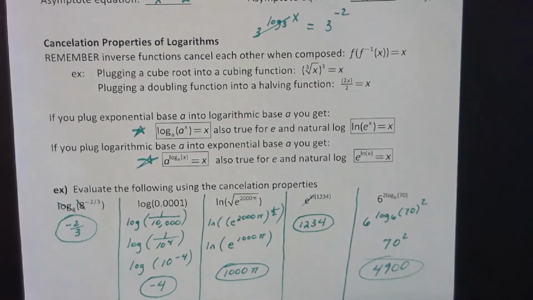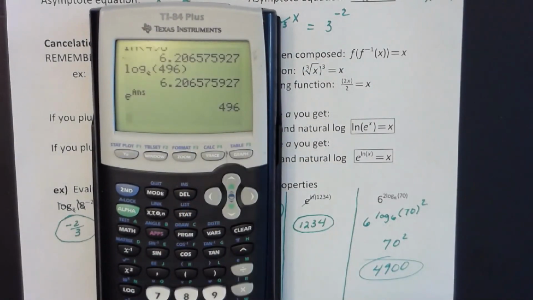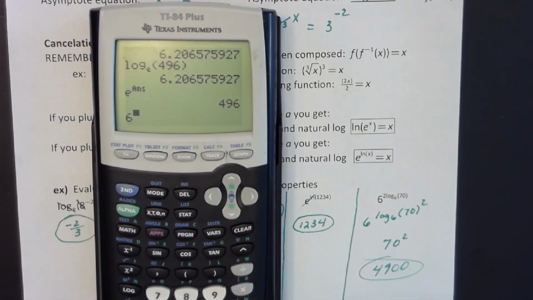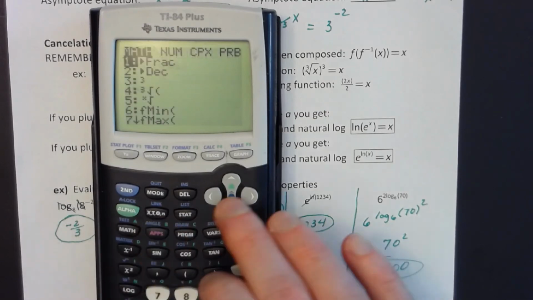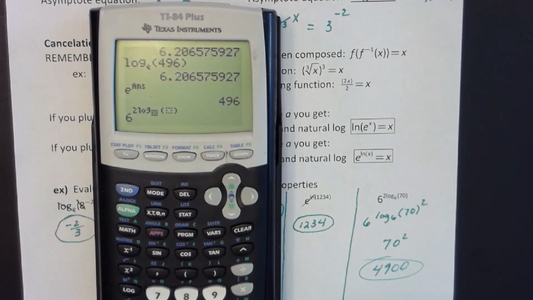Now, notice you could have done this on the calculator. It kind of takes the fun out of it, but you could have. I could have said 6 raised to, and then I'll say it's the 2, and then math, log base 6 of 70, better be 4,900.